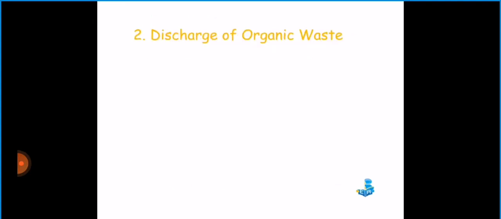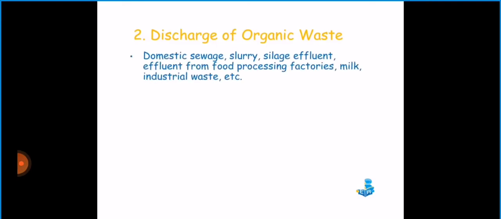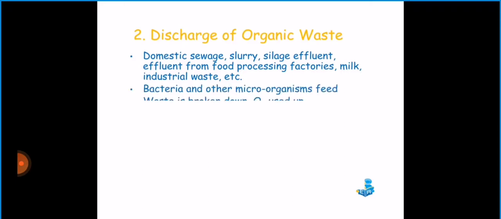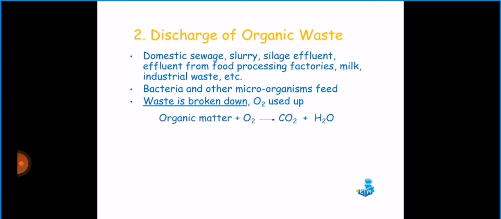Pollution of water can also be caused by discharge of organic waste. Organic waste is simply domestic sewage, slurry, silage effluent, or effluent from food processing factories, etc. Bacteria and other microorganisms feed off this organic waste, so the waste is broken down, and because of this, oxygen in the water gets used up.